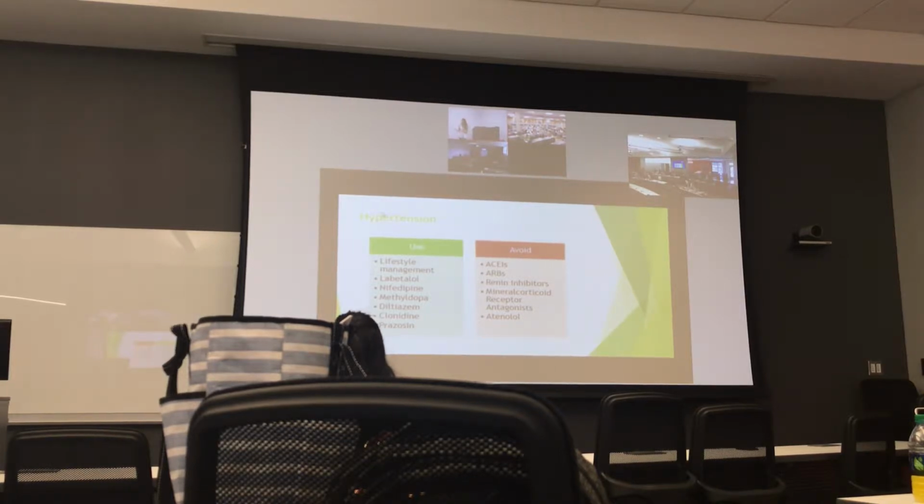And then your options for transitioning off of an ACE or ARB or other agent can include labetalol, nifedipine, methyl-dopa. Alternatives include diltiazem, clonidine, and even prazosin.